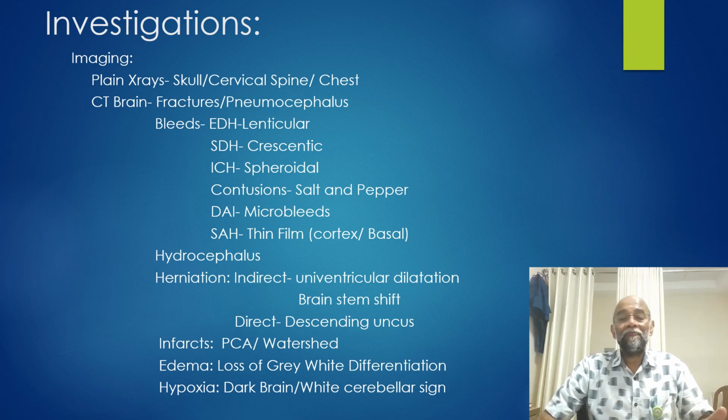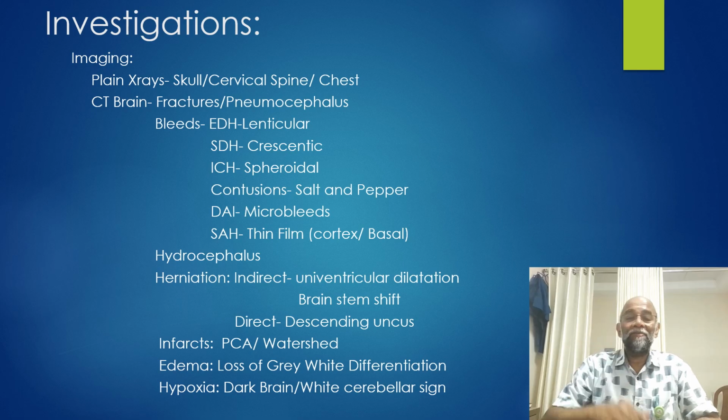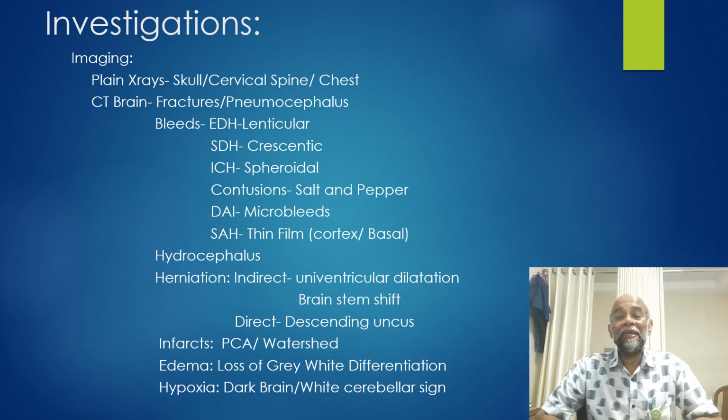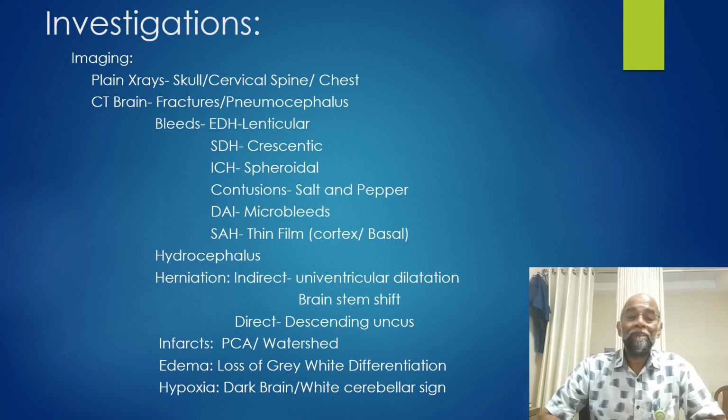Infarcts are well seen. Infarcts in head injuries might be watershed infarcts because of increased intracranial pressure, between the MCA territory and the PCA territory. You might find an infarct, a common site. Edema, you find loss of gray-white differentiation. And a hypoxic brain is often apparent to a person who has been seeing a lot of CT scans. Look at the brain and you realize it is dark. And then you have something called the white cerebellar sign. Compared to the cerebellum, the brain is dark. So you say probably there is a very major hypoxic insult.